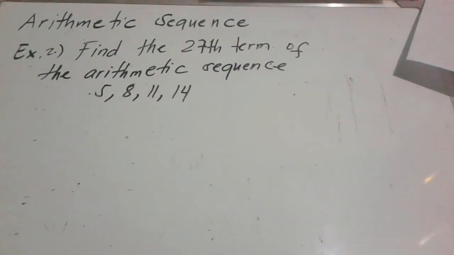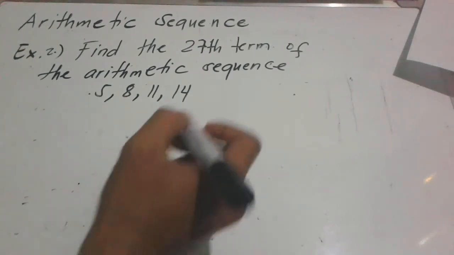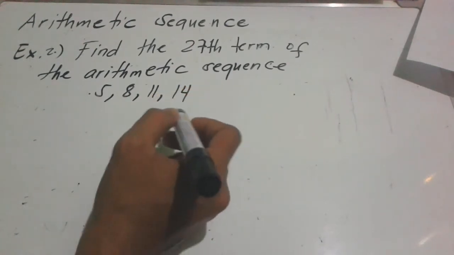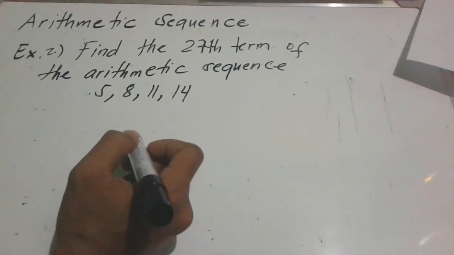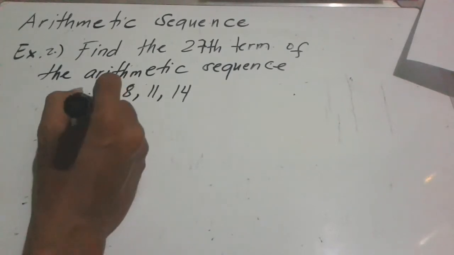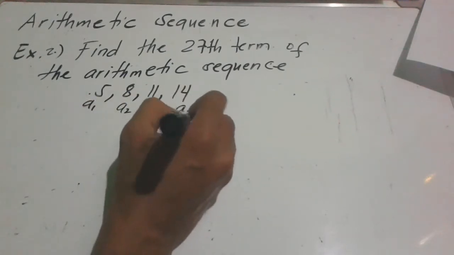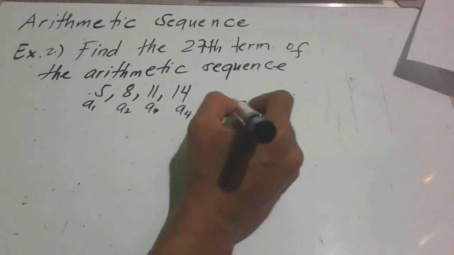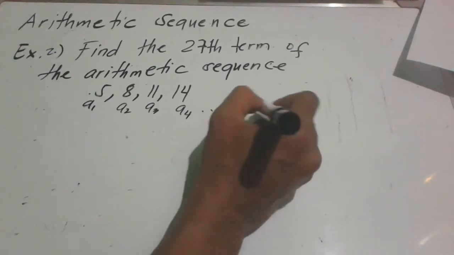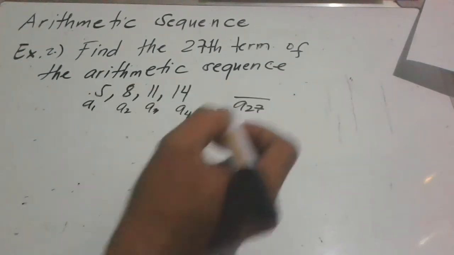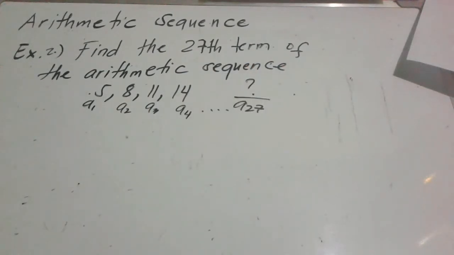Okay, so what if meron tayong problem na find the 27th term of the arithmetic sequence 5, 8, 11, 14. Hanapin natin yung pang 27 term nito. So, a sub 1 is the first term, a sub 2, a sub 3, a sub 4, hanggang a sub 27. Yan ang hanapin natin.